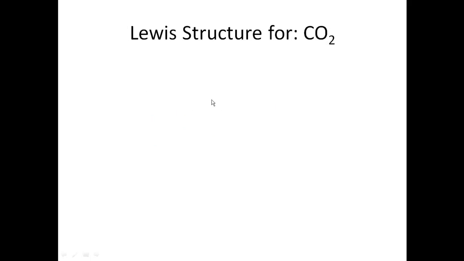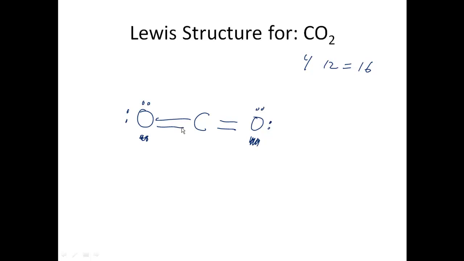All right, CO2. Carbon has 4. Each of the oxygens has 6. That's a total of 12, for a total of 16. There's carbon, oxygen, oxygen. Let's see, that's 2, 4, 6, 8, 10, 12. I need to have 16, so I put a couple more out here. So there's 16, and my oxygens are happy. My carbon is not, because it only has 4. So I have to get rid of one of those, and I have to get rid of one of those, so that I end up with double bonds between the oxygen and the carbon.